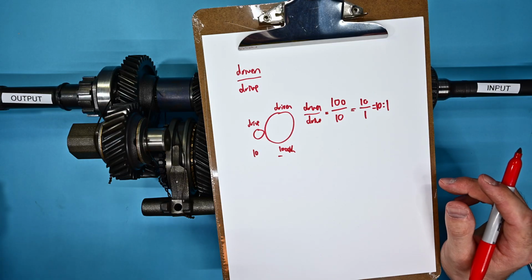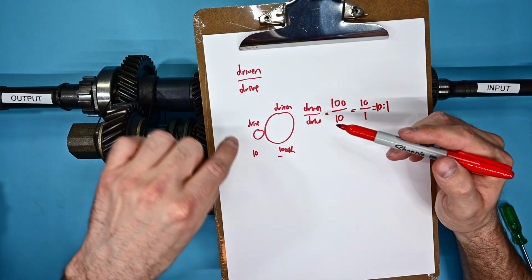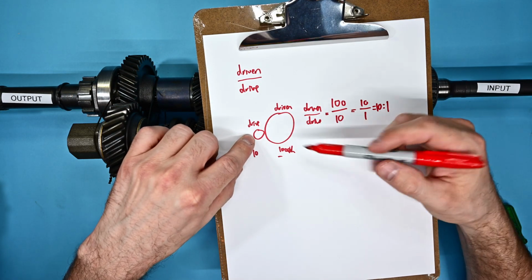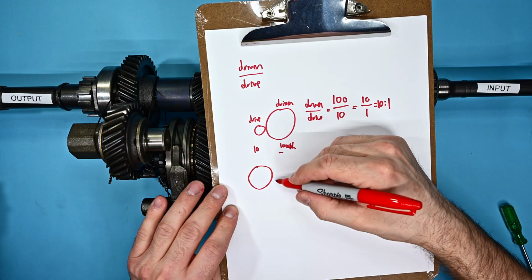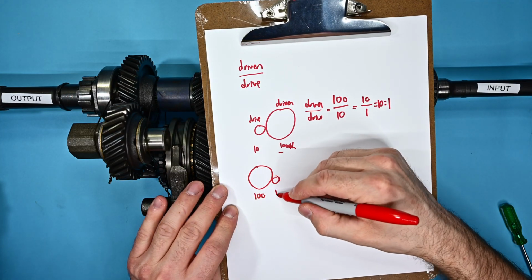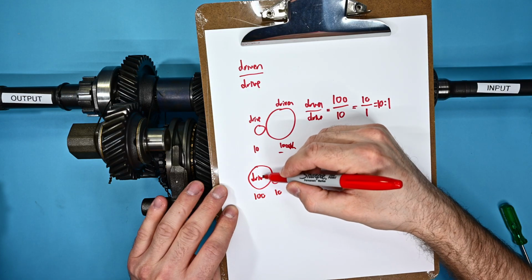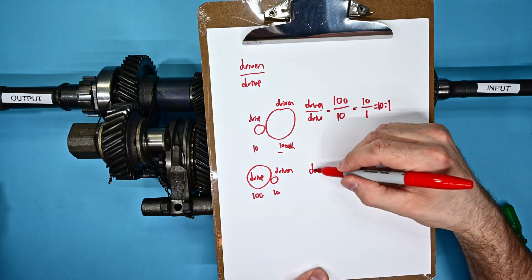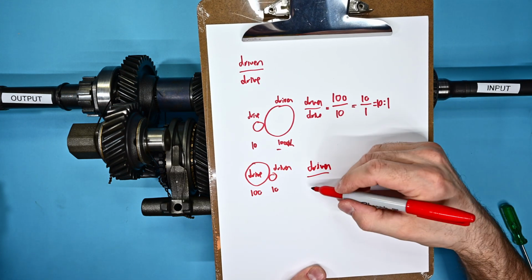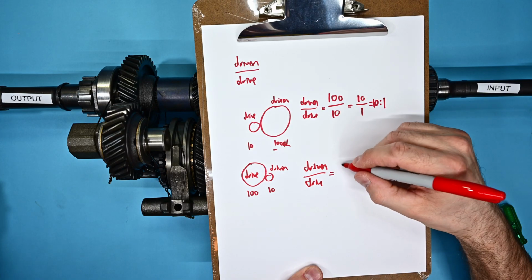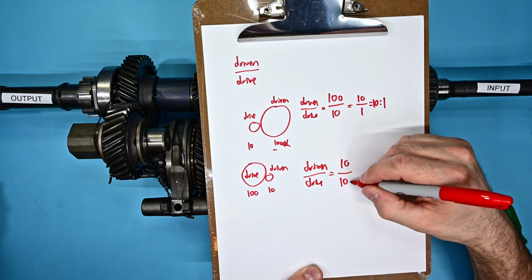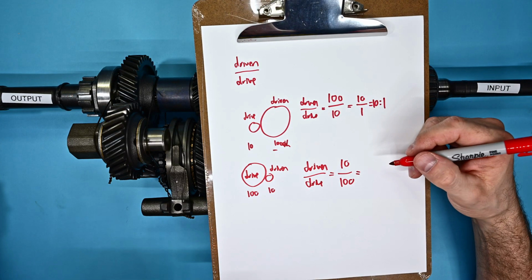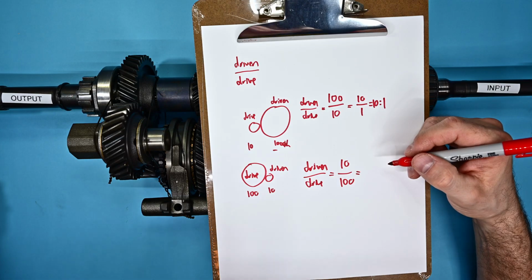If the sizing was opposite, so if our bigger gear here with 100 teeth was the drive gear and the tiny gear was the driven, let's just redraw this to keep it easier to follow. Drive, driven. And remember, our formula is still driven over drive, whether it's an underdrive or an overdrive ratio. But this time, it would be 10 over 100. However, the difference here is that ratios are always expressed as a number to 1.